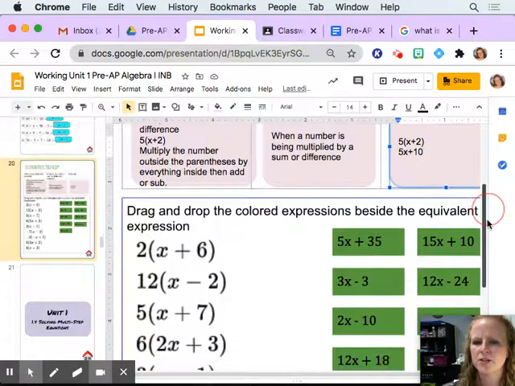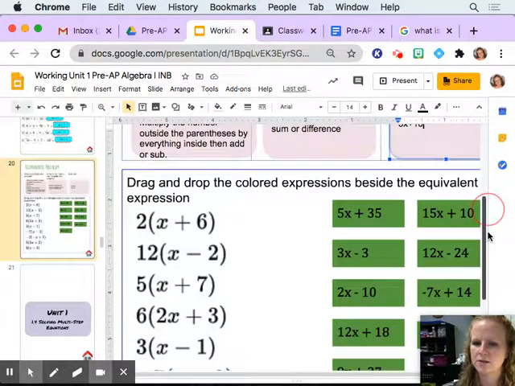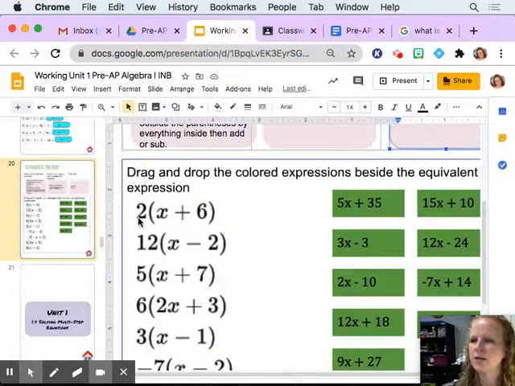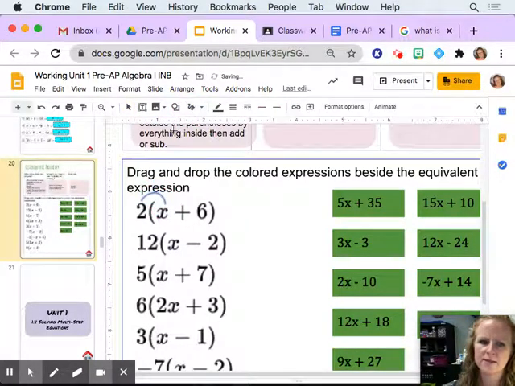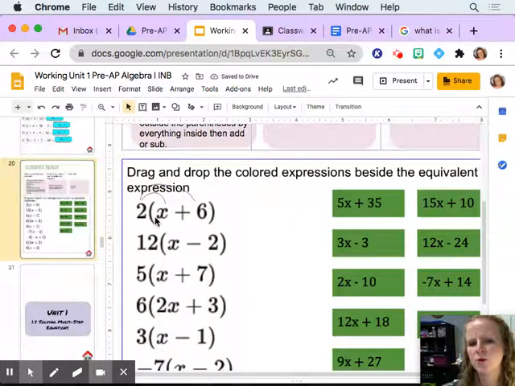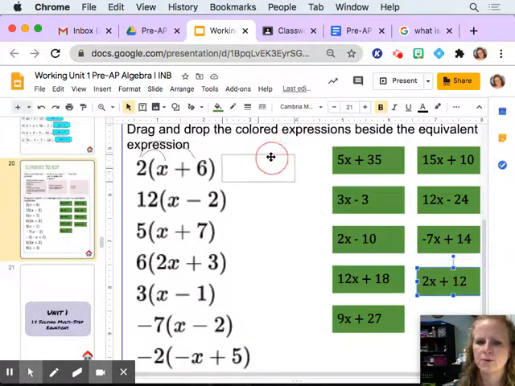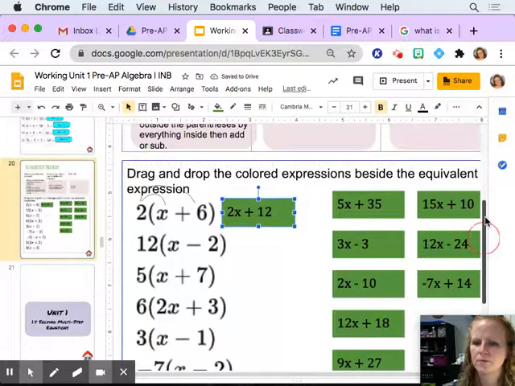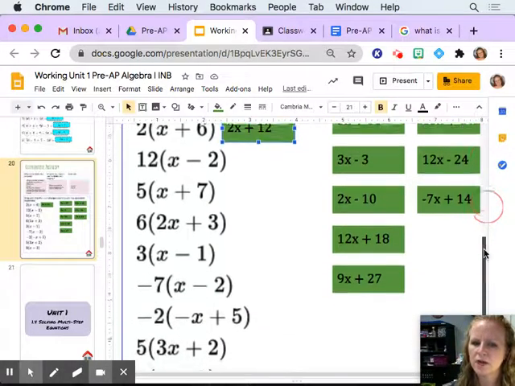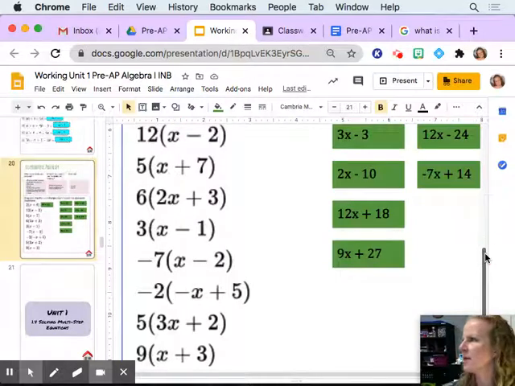Drag and drop the color expression beside the equivalent expression. So I have a 2 here. 2 times x plus 6. So that means if you want to do the little scribble, 2 times x, 2 times 6. That'd be 2x plus 12. Do we have that? We do. So complete this drag and drop as your assignment.